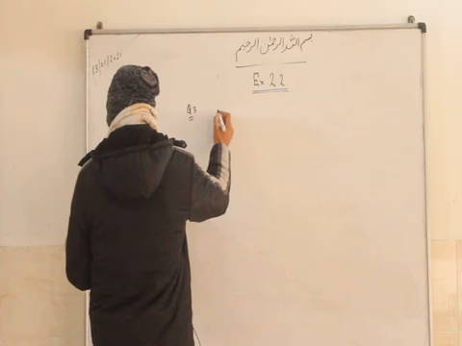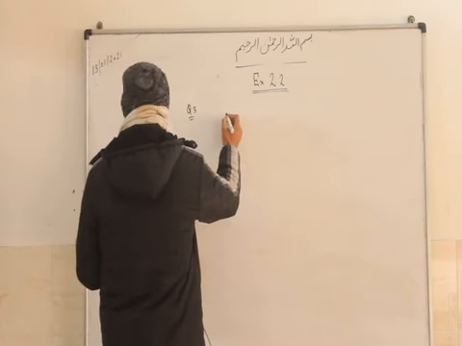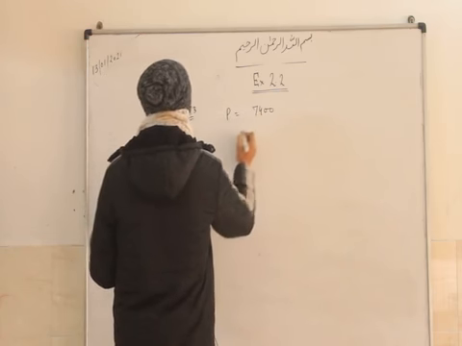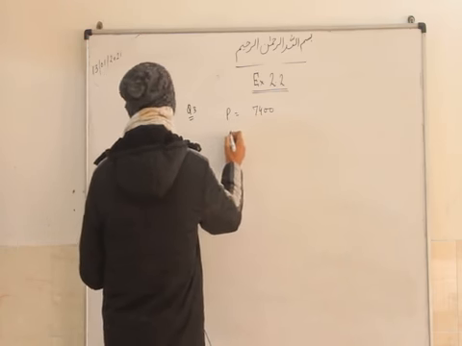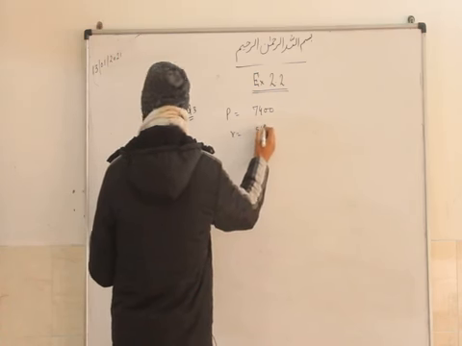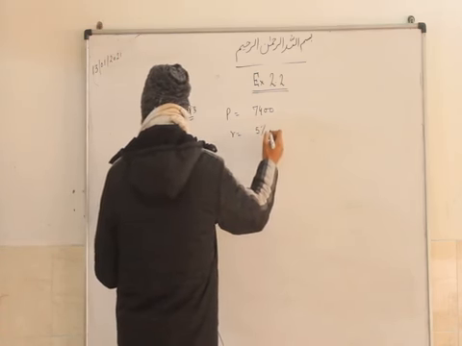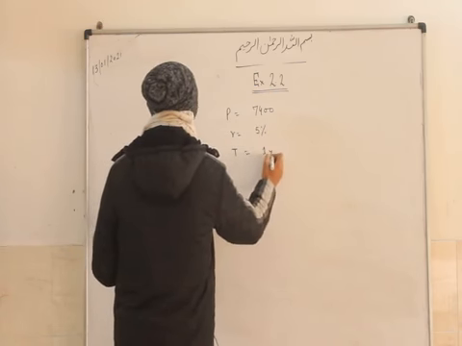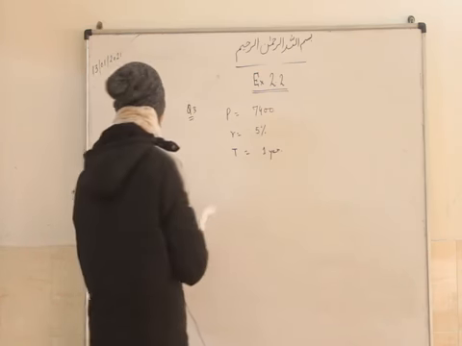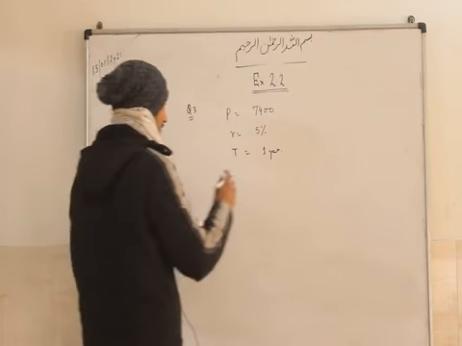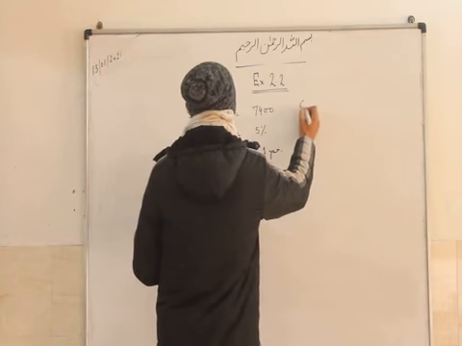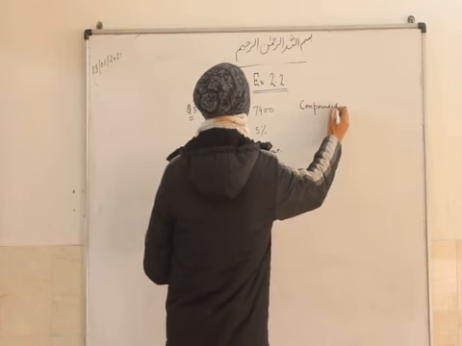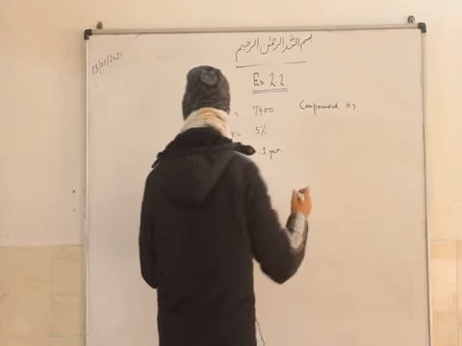Question number 3. Principal is given, 7,400 rupees. And the rate of interest is 5%, and the time is 1 year. Compounded half yearly, right? Okay, so this is given compounded half yearly. It's not per annum.